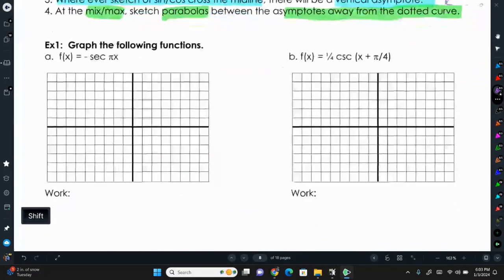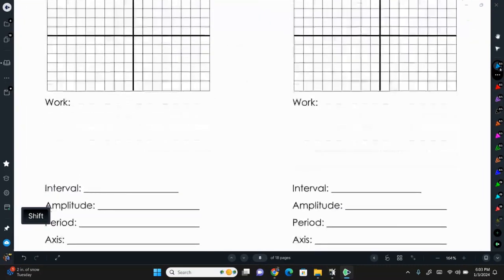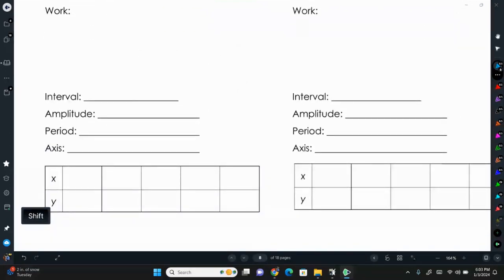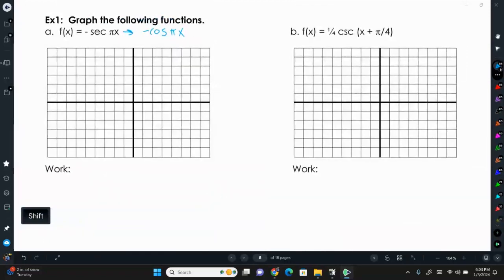So if we look at example 1 right here, we have negative secant of pi x. So we're going to change this to negative cosine of pi x. And we're going to graph that the same way we did yesterday, where we have interval, amplitude, period, axis, and all that stuff. And we have the table as well, just to help us. So our b value is pi.